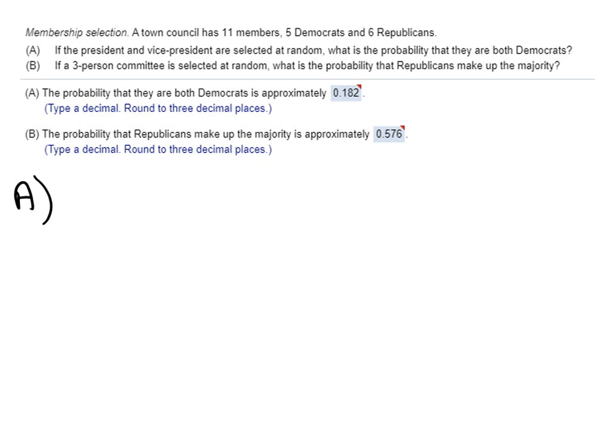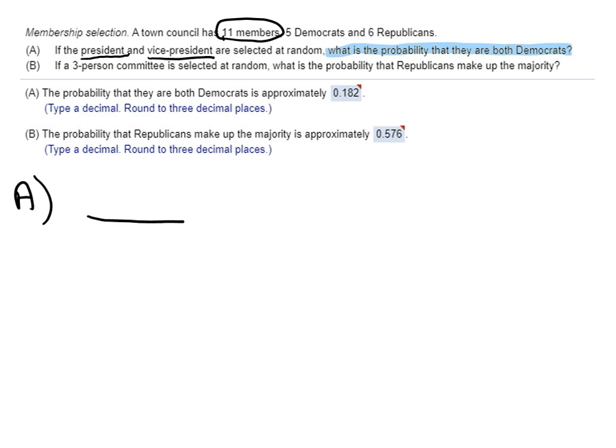Okay, A says if the president and vice president are selected, what is the probability that they are both Democrats? First of all, you're being asked about probability. So you're going to have a denominator, and in the denominator, it'll be the total number of ways you can choose a president and a vice president out of the 11 members.